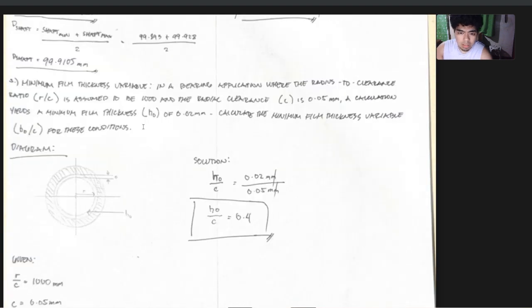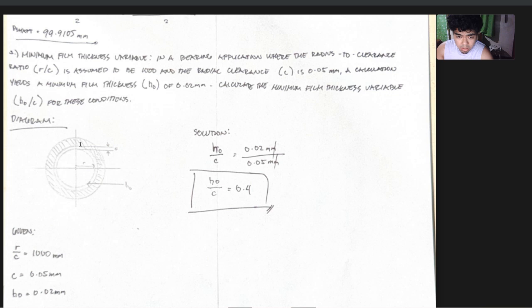The next, minimum film thickness variable. In a bearing application where the radius to clearance ratio R over C is assumed to be 1000 and the radial clearance is 0.05 millimeter, a calculation yields a minimum film thickness of 0.02 millimeter. Calculate the minimum film thickness variable for these conditions.